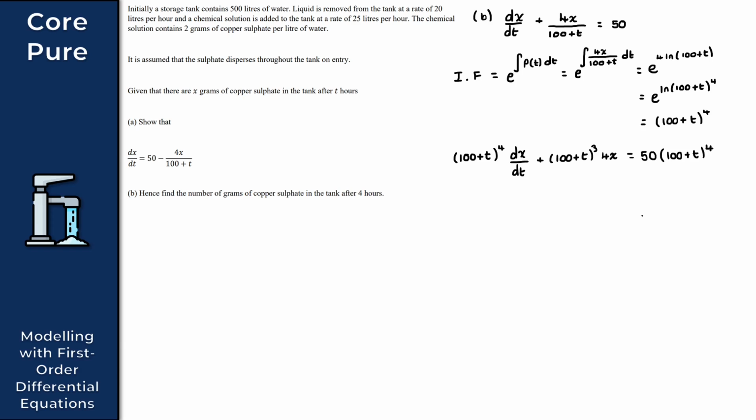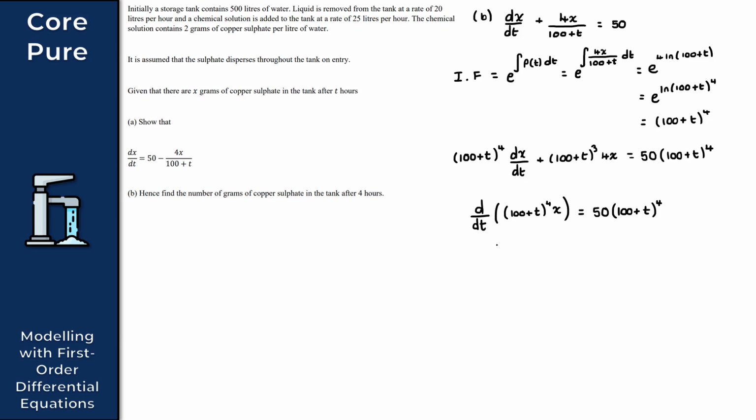Okay. So at this point, probably one of the trickiest things to note is that the left-hand side is equal to d/dt of (100 + t)^4 x. So let me just write that down. d/dt of (100 + t)^4 times x, like so. And this is equal to 50 times (100 + t)^4.